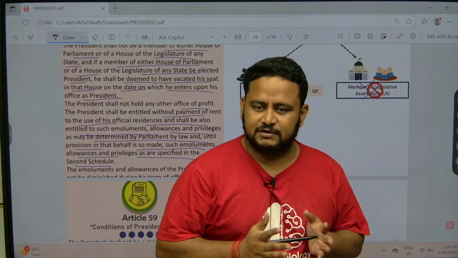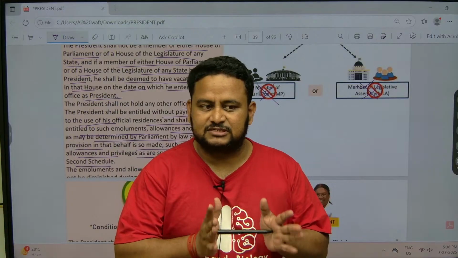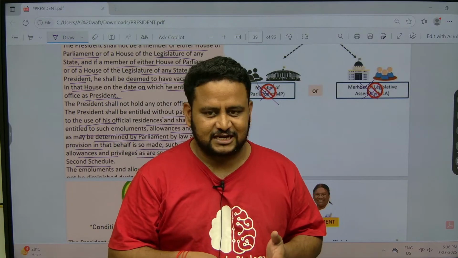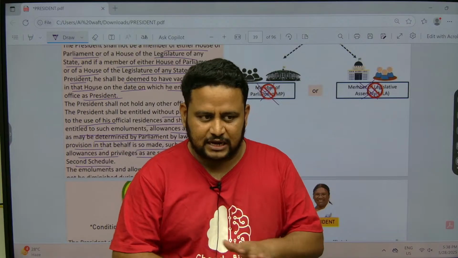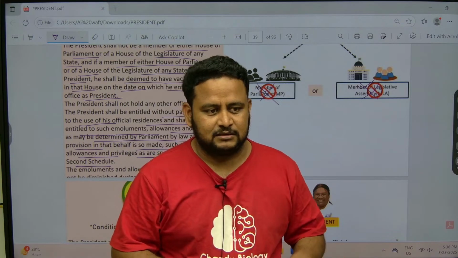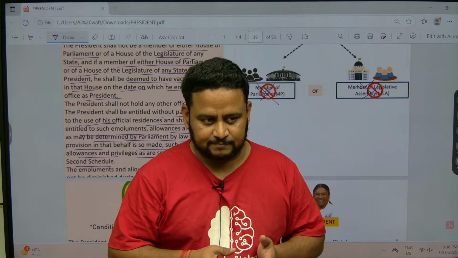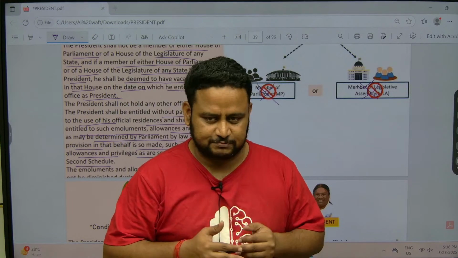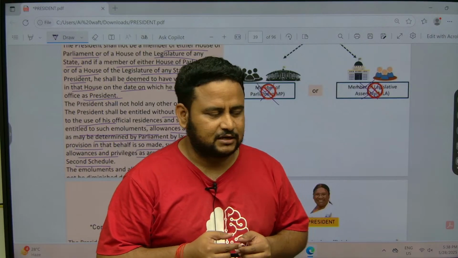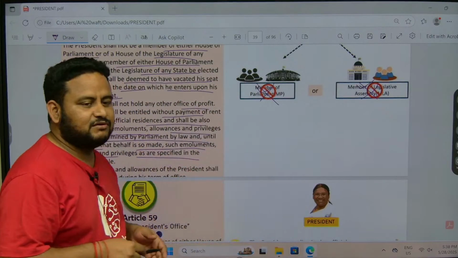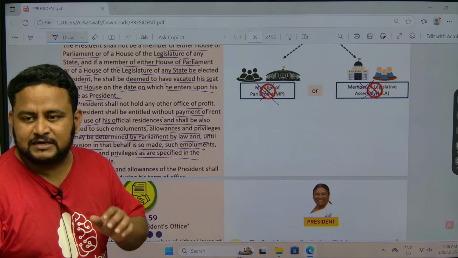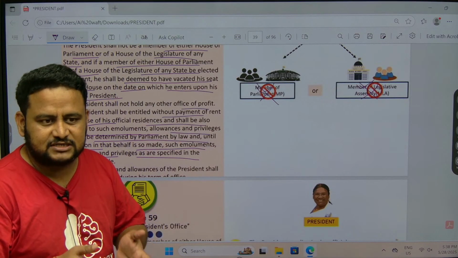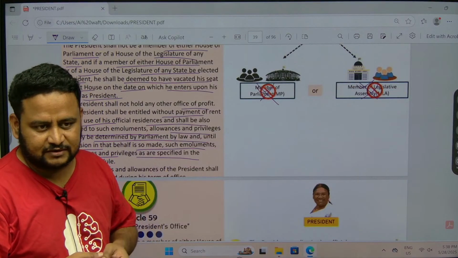So the president will be given a residence that is called Rashtrapati Bhavan. For staying there, he doesn't have to pay rent, no electric bill, no telephone bill, a lot of benefits he will be getting. But with all those comforts, he will have a lot of responsibilities also. Apart from that, he will get salary and allowances as per the second schedule. Second schedule tells about what? Emoluments and allowances.